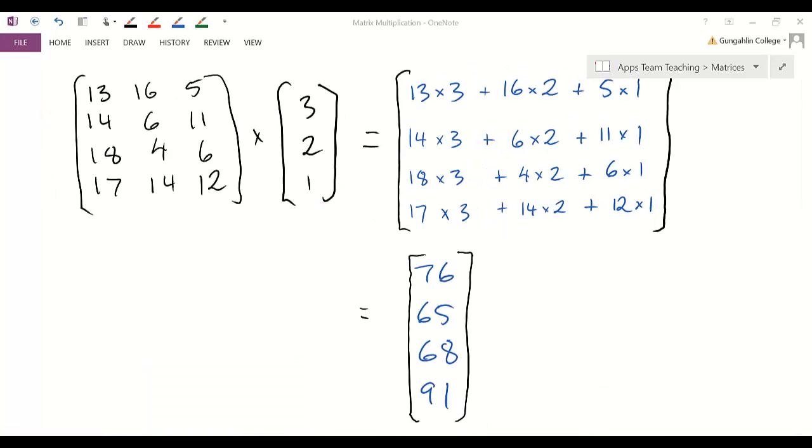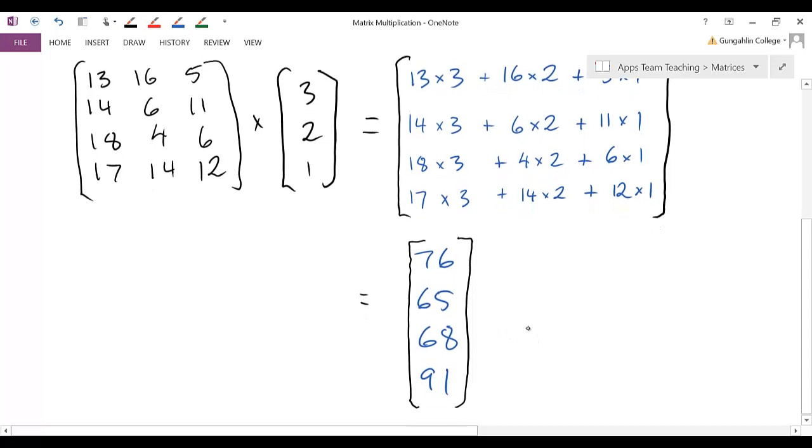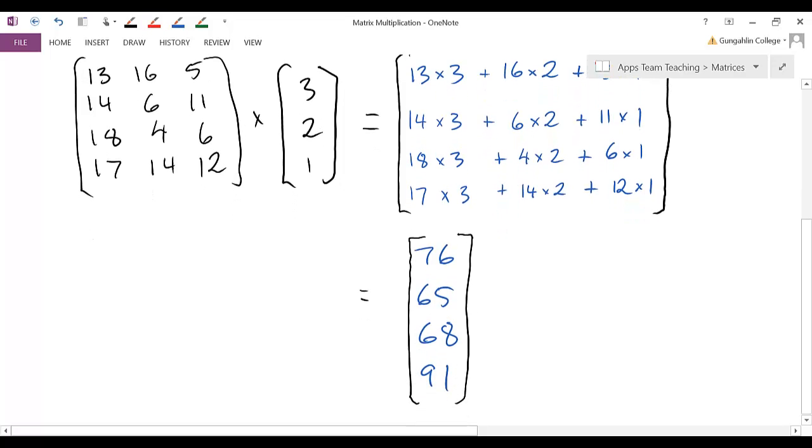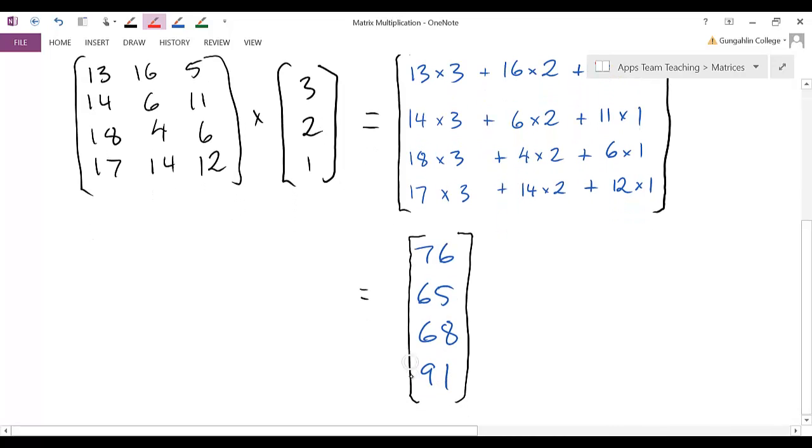Once we do all of those big messy calculations, this is the matrix that we're left with. Let's interpret exactly what this means. Overall, Draco House is going to have 76 points added to the total. Hydra is going to be 65, Orion 68, and Phoenix is 91. So based on this scaling, Phoenix becomes the winner.